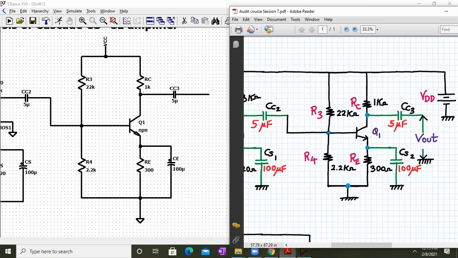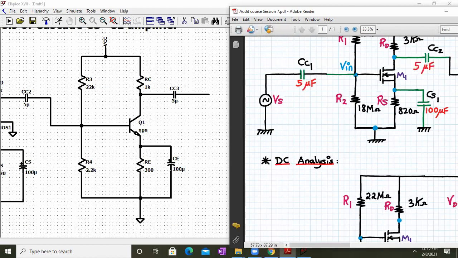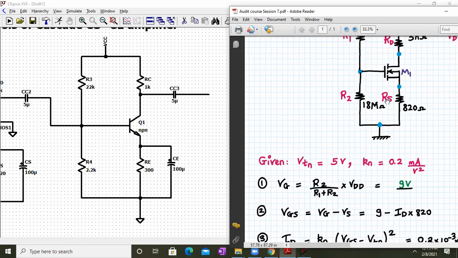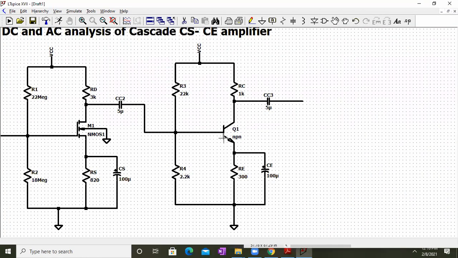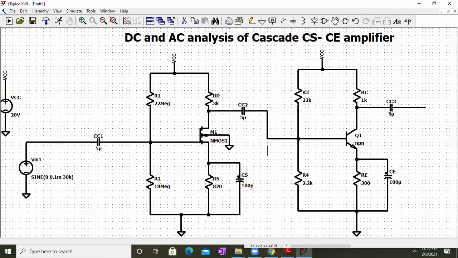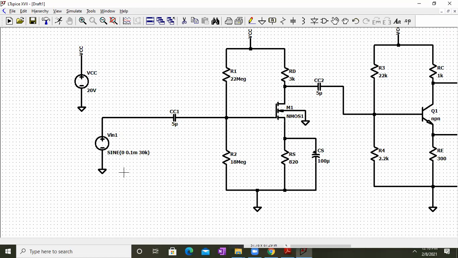CC3 is 5 microfarad. So we have all these values now, and now we have to check out with the dot model statement. So over here we have to write the dot model statement for the MOS transistor and for the BJT. So let us start. Okay, fine. So over here we have to write the dot model statements now. Fine. So let's just start writing a dot model statement.